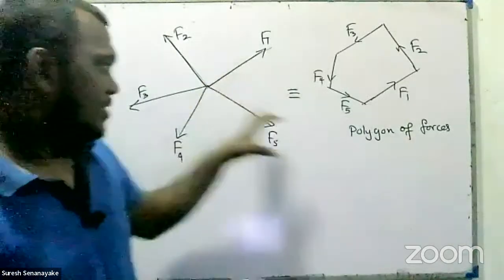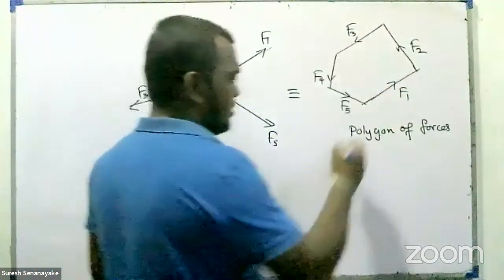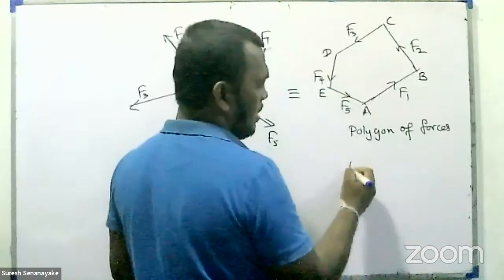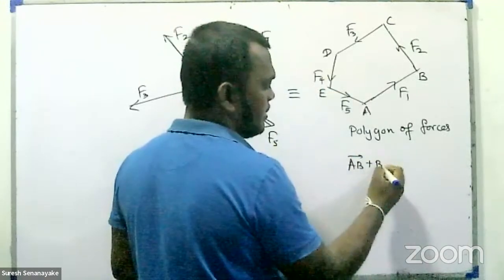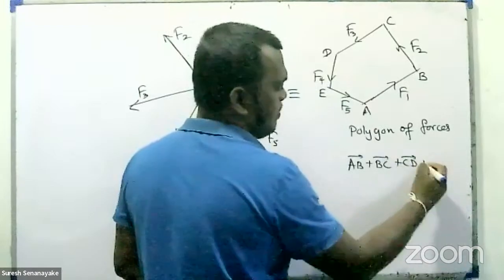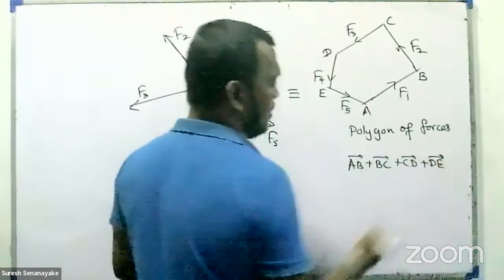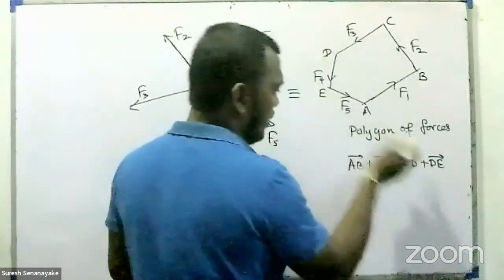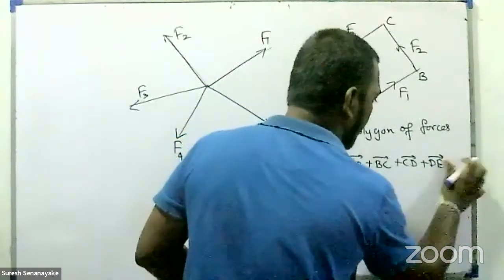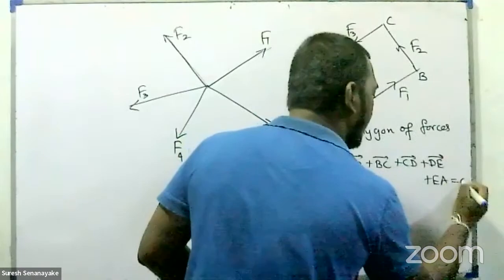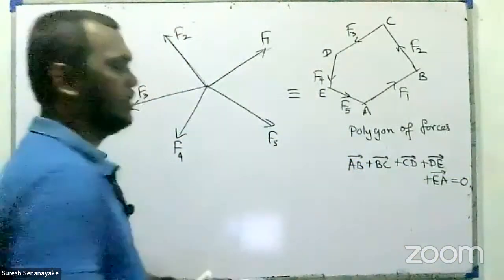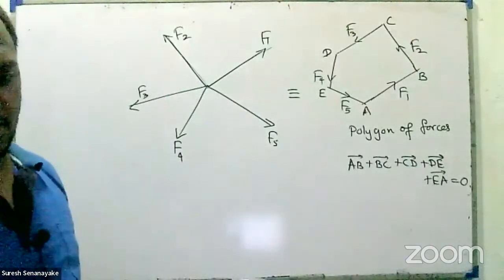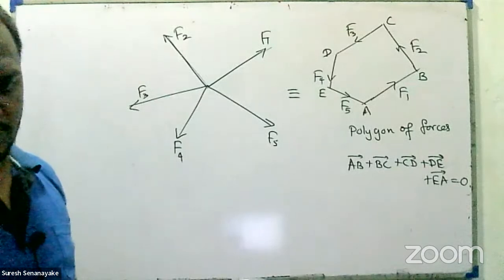Okay, if you can represent this as the closed polygon, then you can say it is AB plus BC plus CD plus DE plus EA as a vector sum equals zero, because it is in equilibrium. In equilibrium, you can say like this.